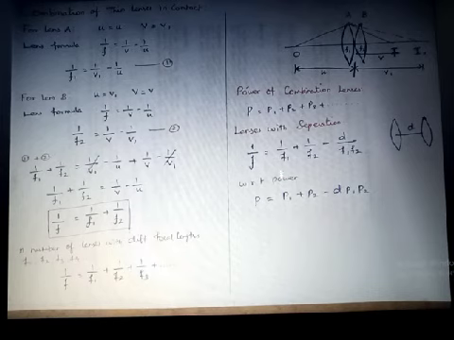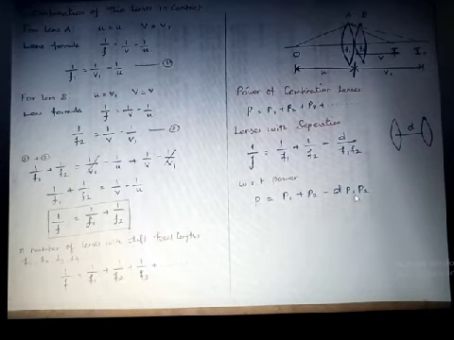Okay. So with respect to power, if we write the same thing, what will happen? It is P is equal to P1 plus P2 minus d P1 P2. So this is the same formula written with respect to power. Okay. So this is the last topic of ray optics and optical instruments.